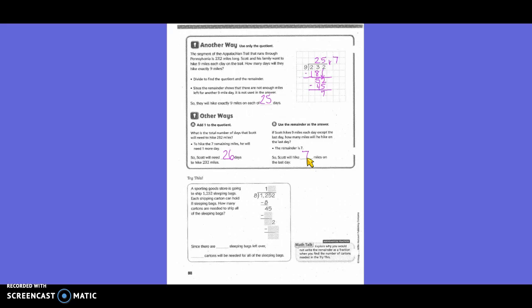All right, try this. A sporting goods store is going to ship 1,252 sleeping bags. Each shipping carton can hold 8 sleeping bags. How many cartons are needed to ship all the sleeping bags? So they said 8 goes into 12 once. 8 times 1 is 8. 12 minus 8 is 4. They brought down the 5. How many times does 8 go into 45? 5 times. 8 times 5 is 40. 45 minus 40 is 5. So then they brought down the 2. 8 goes into 52.